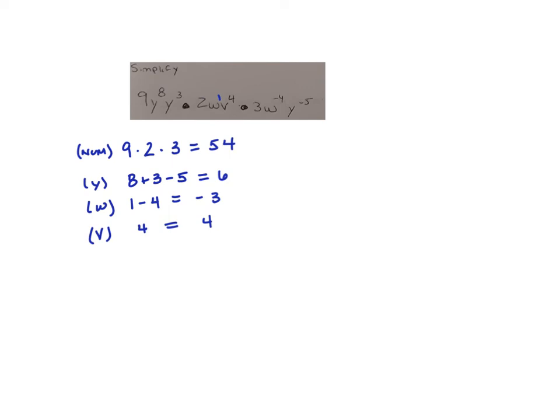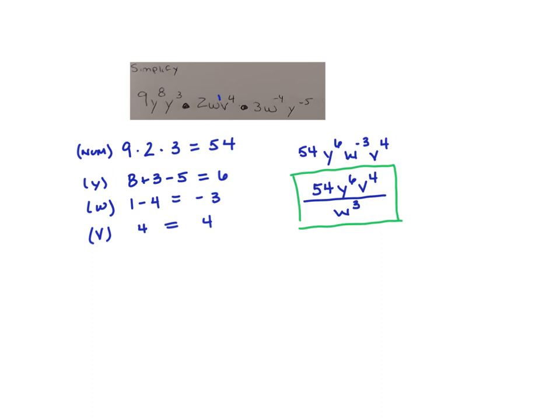And so now when I go to clean this up, I'm going to have 54 for my coefficient, or my number. And then I'm going to have y to the 6th. I'm going to have w at the moment to the -3. I'll have to fix that. And then I'm going to have v to the 4th. Now I'm not allowed to have that negative exponent, so I have to rewrite this one more time. The 54, the y to the 6th, and the v will all stay on the top. And then that w has to go to the bottom so that I can drop the negative exponent. And now you have your final answer. 54, y to the 6th, v to the 4th, w to the 3rd.